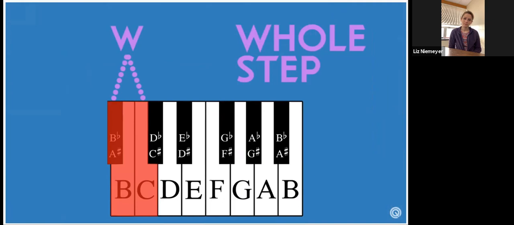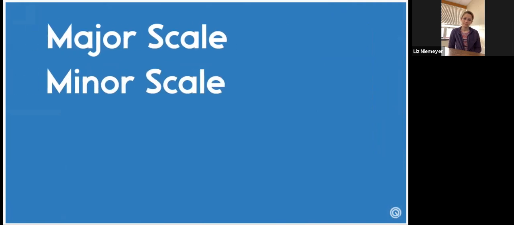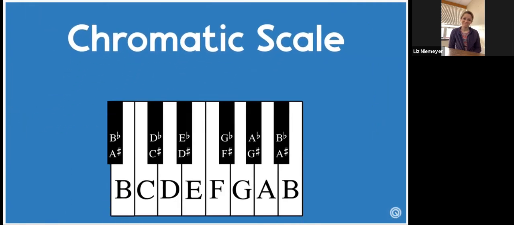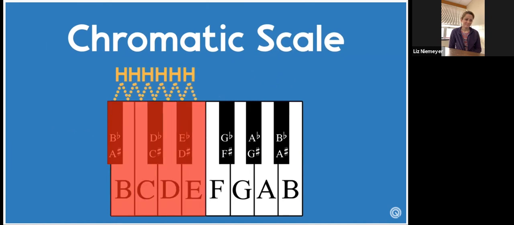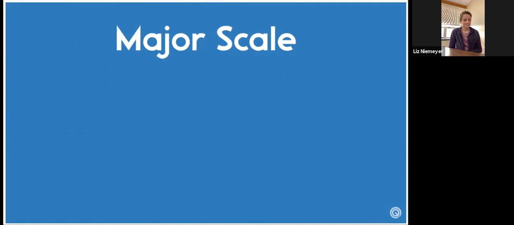Now let's use the half step and the whole step to build three of the most common scales in Western music: major, minor, and chromatic. Let's start with chromatic. Every note in the chromatic scale is one half step apart. So if we start on B flat and move up the keyboard by half steps, we have the chromatic scale. Interesting note about the chromatic scale: when it's notated on sheet music, it is written with sharps going up and flats coming down.